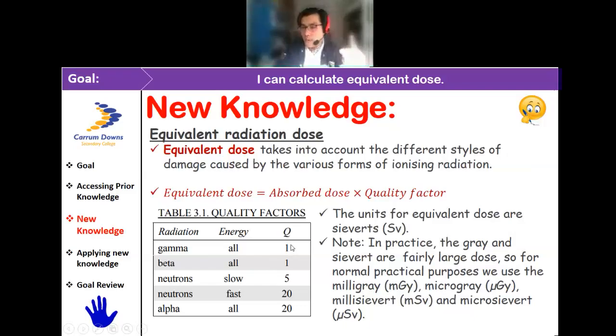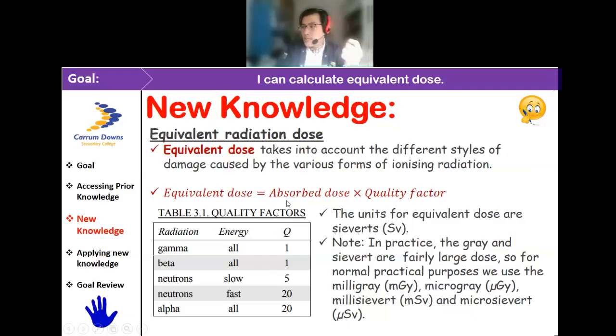So sort of like how damaging it is. Gamma, as you can see, there is a 1. Beta is also a 1, so they are the least damaging radiation. Gamma is a bit less damaging than beta, but we're just going to use 1. Neutron, we haven't learned anything about neutron radiation, so I'm going to skip these, but as you can see, they're 5 and 20, depending on the speed, and then alpha is a 20. So alpha is the most damaging type of radiation.